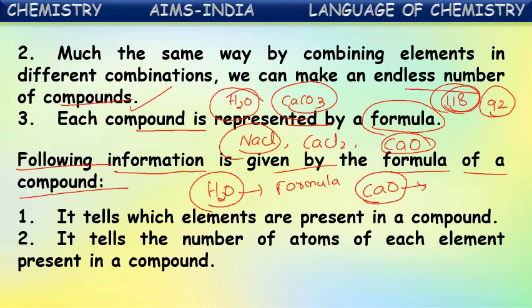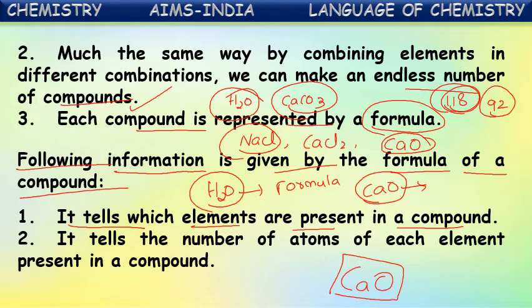Let us see. It tells which elements are present in a compound. Calcium oxide. So by seeing this formula we can tell that calcium element is present, oxygen element is present. So by seeing this formula we can tell which elements are present in that compound. Calcium is present, oxygen is present.